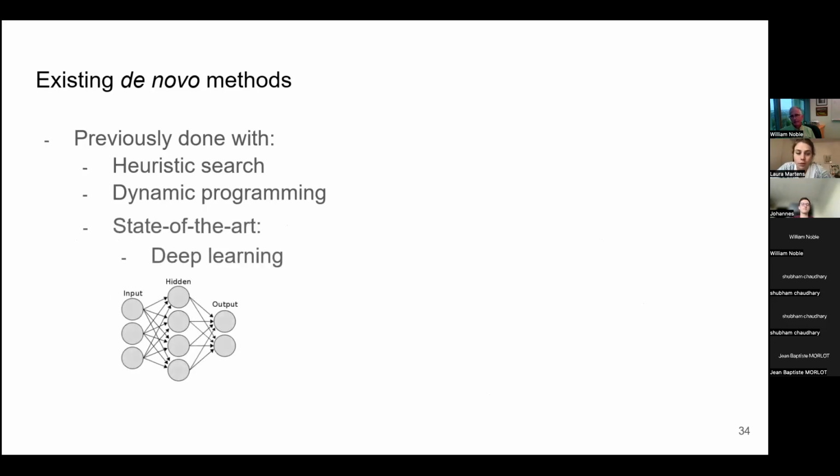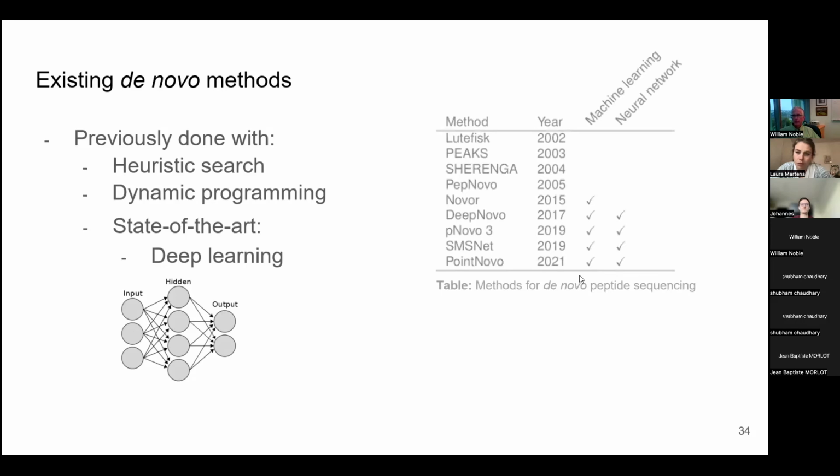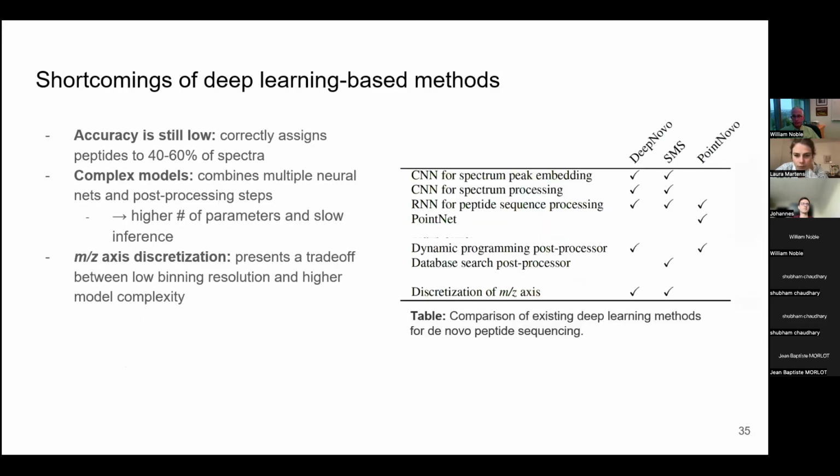But for the last 7 years or so, the state of the art has been machine learning, and in particular deep learning. These are some of the existing methods with the year that they were produced. The first machine learning approach to this problem was in 2015 from an algorithm called Novo. Starting in 2017, the state of the art was DeepNovo, with several other competing methods published since then. Even deep learning methods, though, haven't solved the problem perfectly.